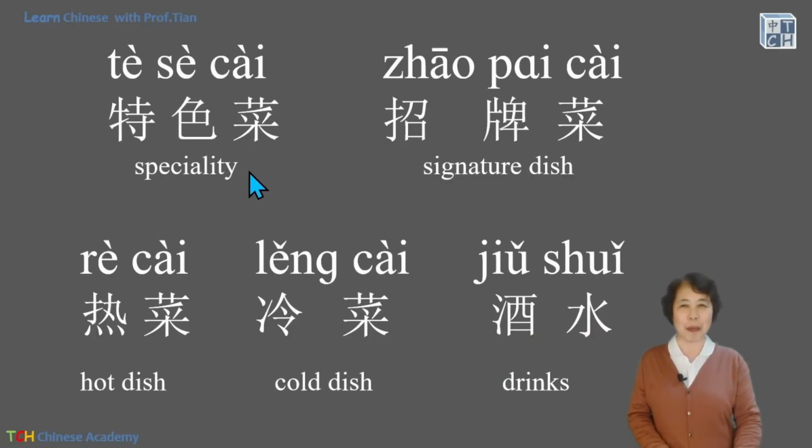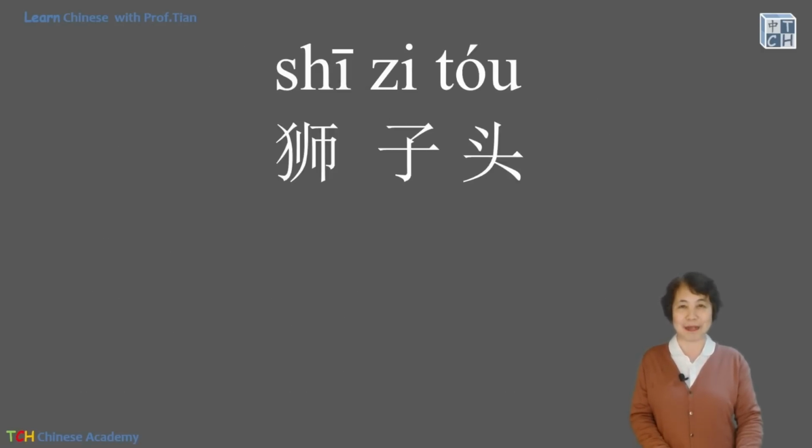So these are the main categories of Chinese menu. 特色菜, 招牌菜, 热菜, 冷菜, and 酒水. And when you read the Chinese menu, sometimes the dishes can be really misleading, and you don't know what exactly the ingredients are, and you don't know what you are going to eat. So let's take a look at some of the dishes.